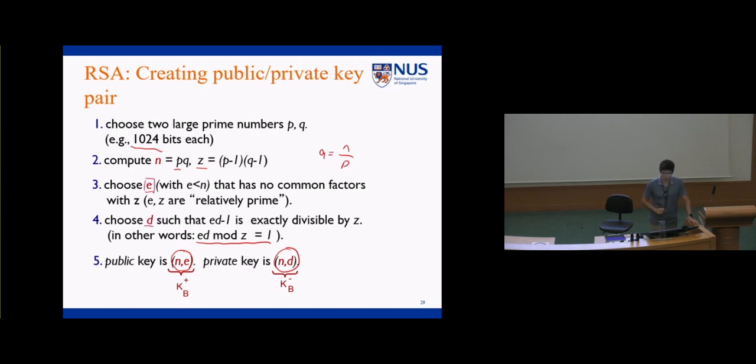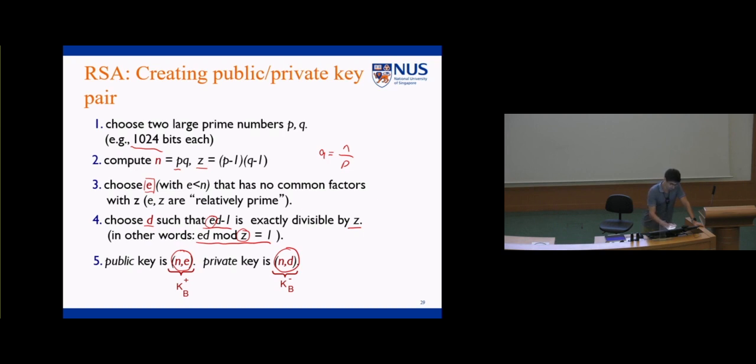Let's look at D. D was the part of the private key. Z is known, E is known, and in choosing D, the key generator has chosen a D such that ED minus 1 is exactly divisible by Z. Now, because Z is known, the adversary can just try out the values of D, and without much difficulty, today's computers can compute that a lot easier. They can guess the value of D.